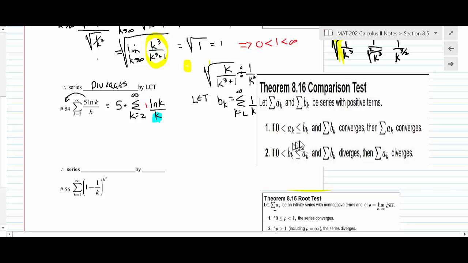So if you look at the comparison test, it basically says this. We have established a series b sub k that we know diverges, because we're working with a harmonic series. So let's follow exactly what it tells us to do. You can forget about case 1 because we're not comparing it to a convergent series. So we need to see if case 2 holds. We're trying to show that b sub k is less than or equal to a sub k. If it is, then since b sub k diverges, so does a sub k.